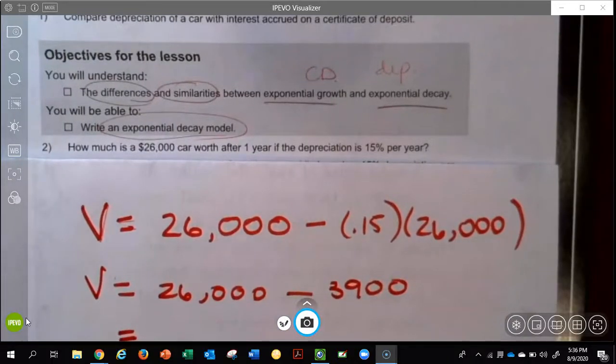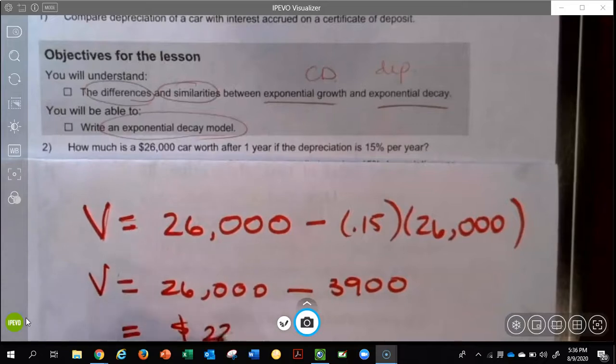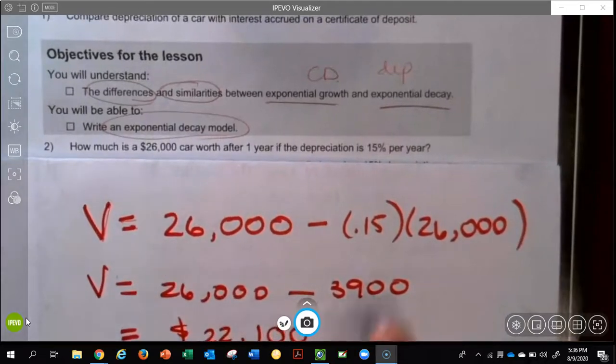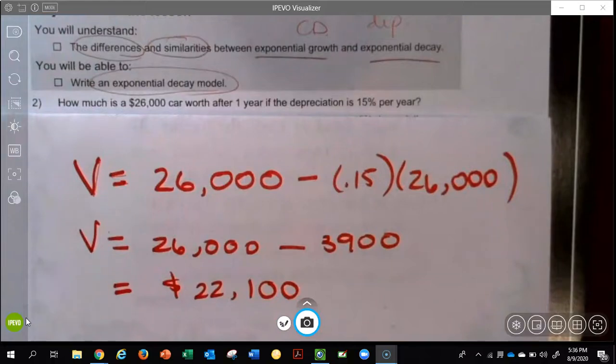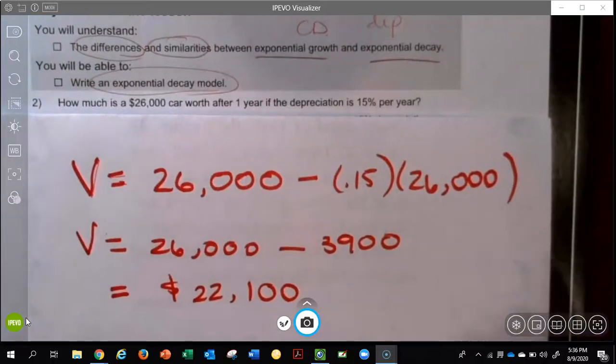And so I'll do 26,000 minus, oops, not a 2. I don't know where that button is, so I'll just start all over. 26,000 minus, oh, I hit it again, found it, 3,900. And I get about, after 1 year, with a 15% depreciation, my car is going to be worth about $22,100. It's always good to look at these a little differently.